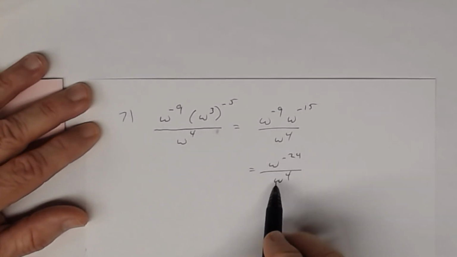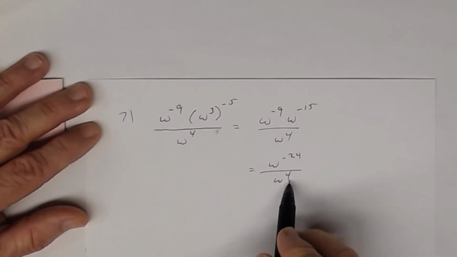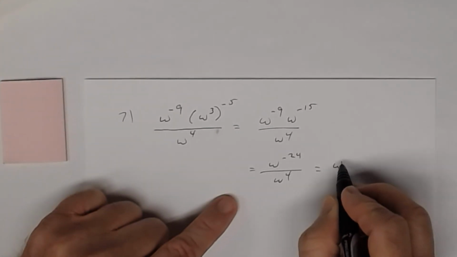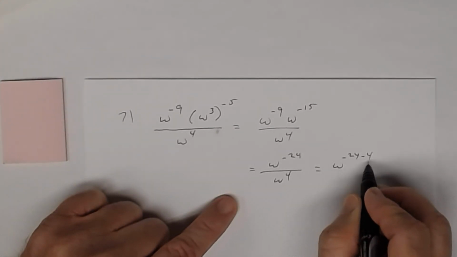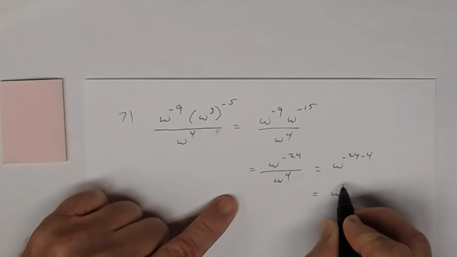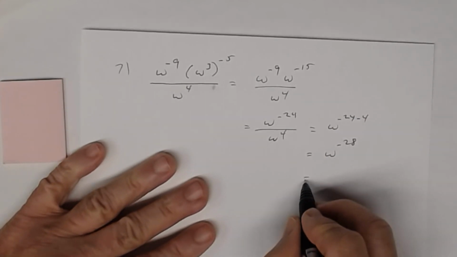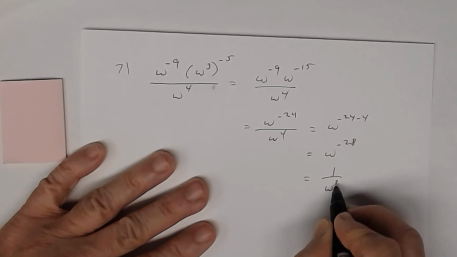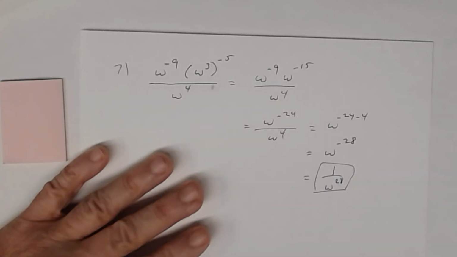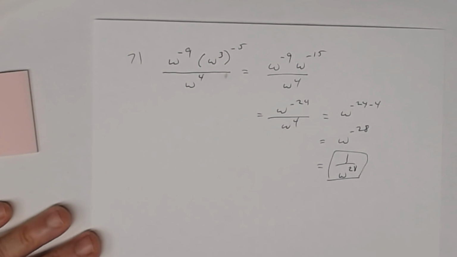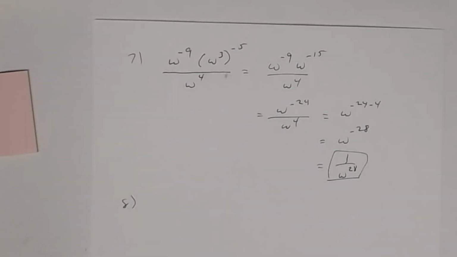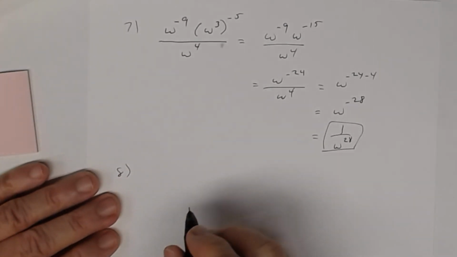And now I'm going to use the quotient rule. Divide like bases, subtract exponents. So that becomes w to the negative 24 minus 4. So that's w to the negative 28th. But you don't want any negative exponents. You got to rewrite this. So that'd be 1 over w to the positive 28. And that's the answer. Okay, so that's number 7. Number 8. So it's not a difficult process at all. It's not difficult. It really isn't.